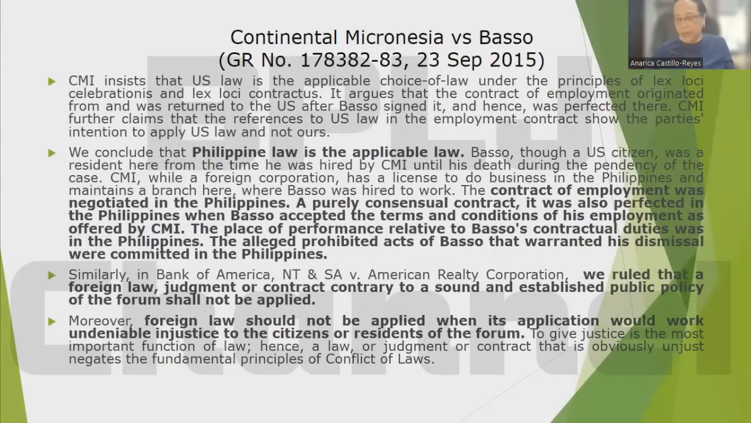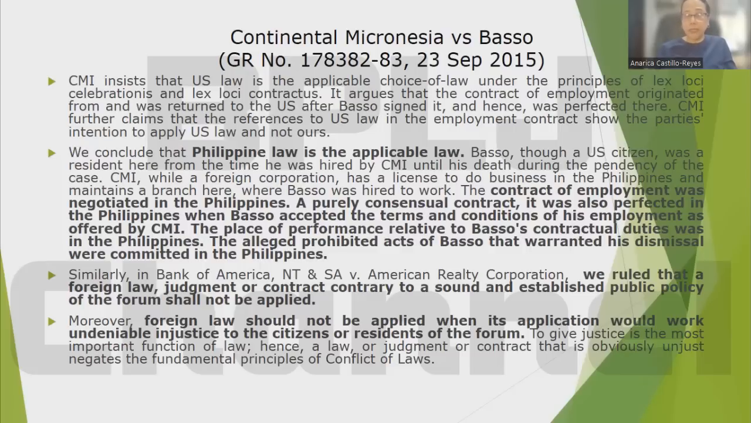Continental Micronesia versus Basso. So in this case, there is a contract that was entered into between an American company and Basso. What is the applicable law? Is it the US law or the Philippine law? In this case, the Supreme Court said that the Philippine law is the applicable law.